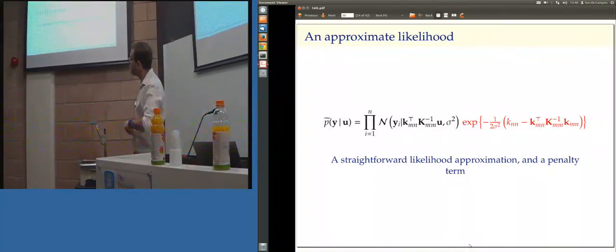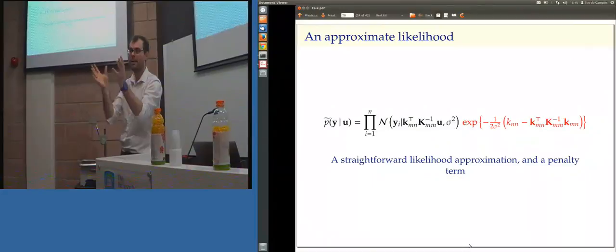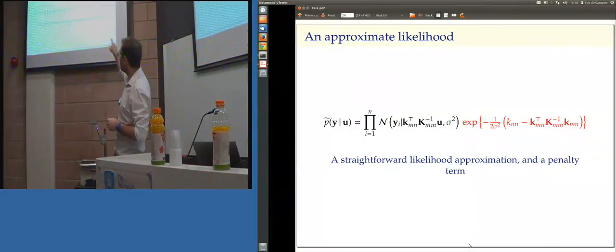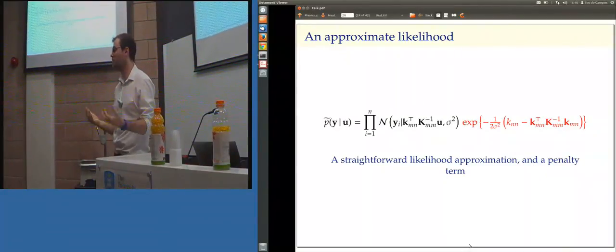Okay, so what does this p tilde look like? I'm going to throw that term away, that Kullback-Leibler divergence. I'm going to use this p tilde of y given u as my approximation, and it looks like this. The other day I talked a lot about this penalty term here, which does very sensible things to where you put the inputs to the process.